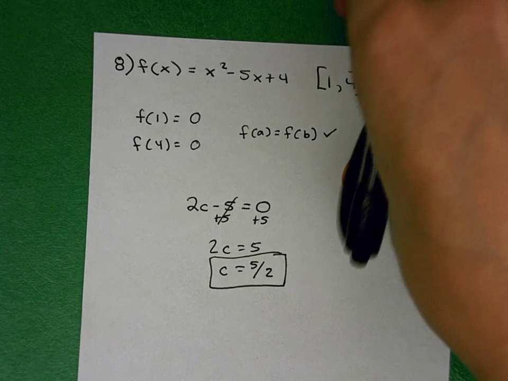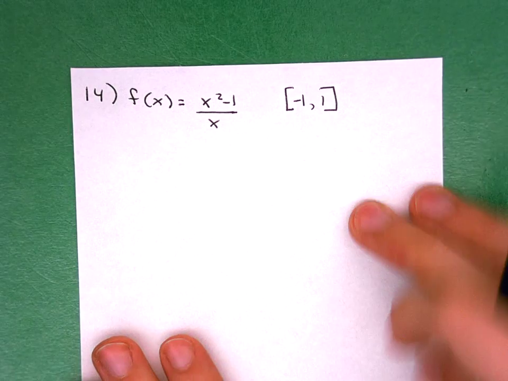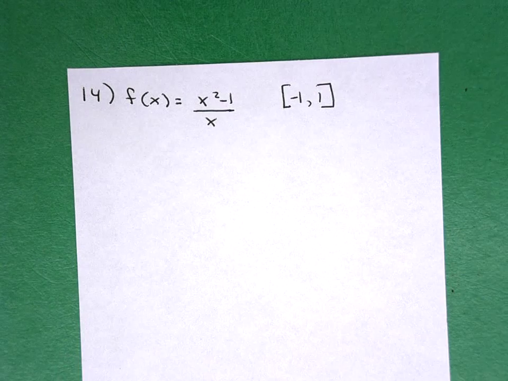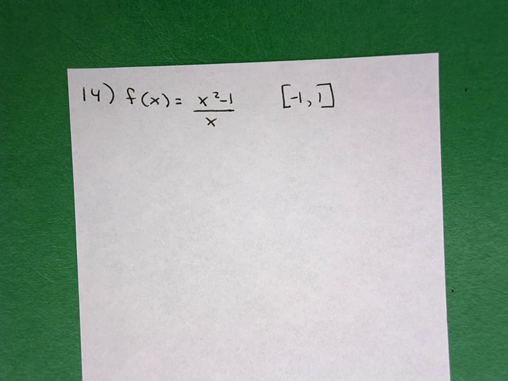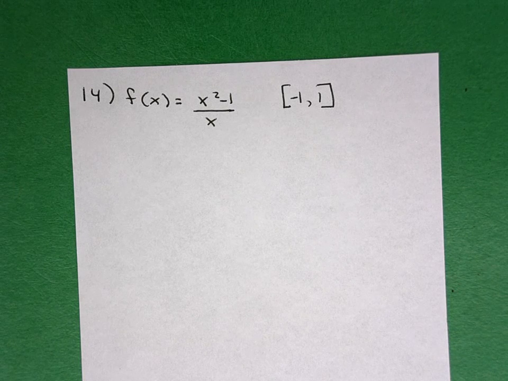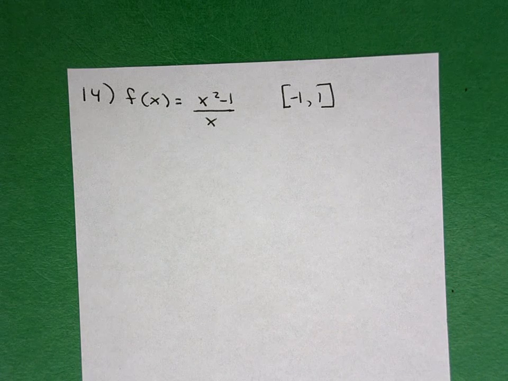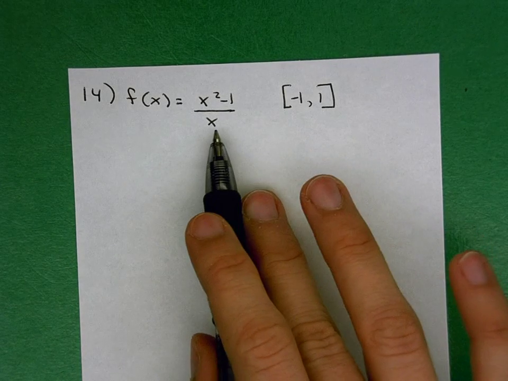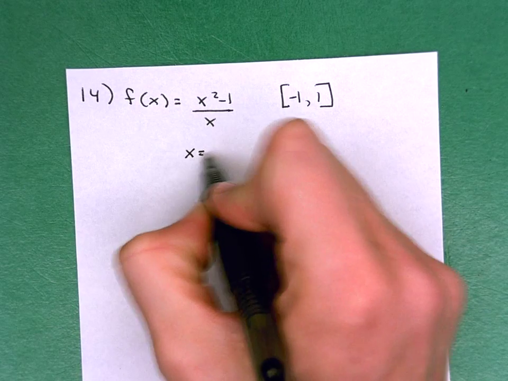Okay, so number 14, which is the other one that I selected here, says f of x equals x squared minus 1 over x on the interval negative 1 to 1. And so same process here. We're going to check first, is it continuous and differentiable? Well, I notice in this particular function I do have a denominator. I have a spot where my denominator might equal 0. So I'm going to ask, what value of x would make this denominator equal 0? Well, that value would be 0.